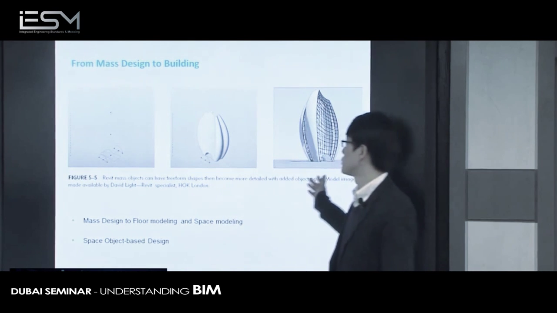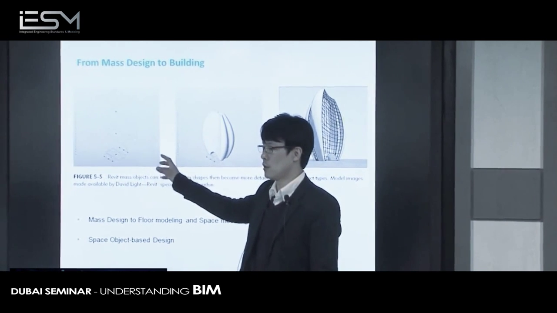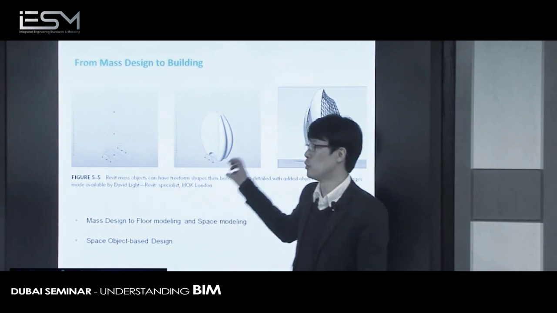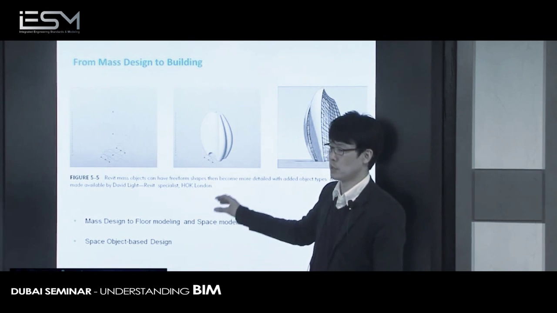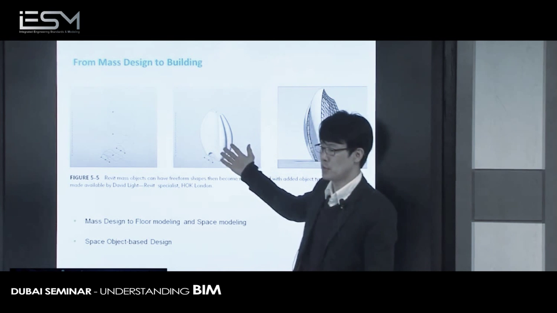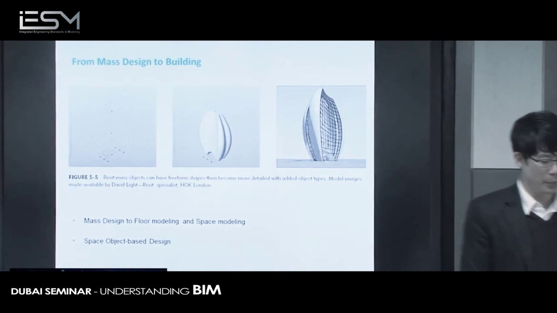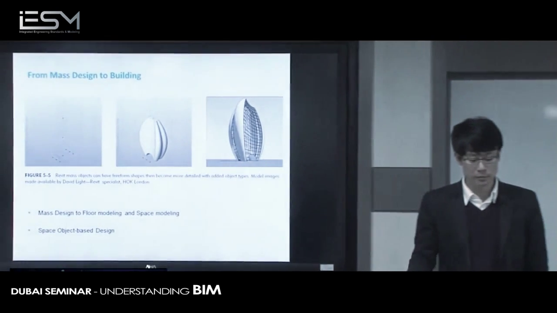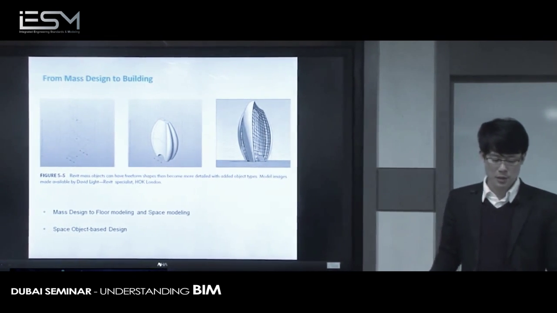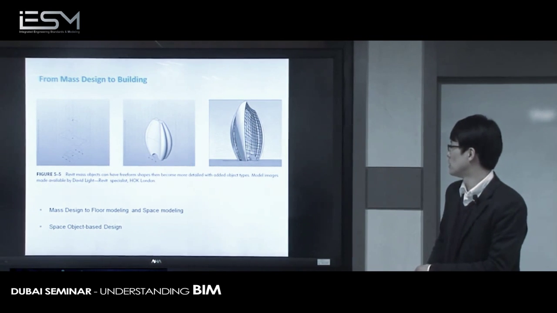So this example shows that building mass is one huge-scale space object. Of course, there are many sub-rooms and sub-spaces, but this is one big change enabled by BIM: the space object-oriented approach for design.